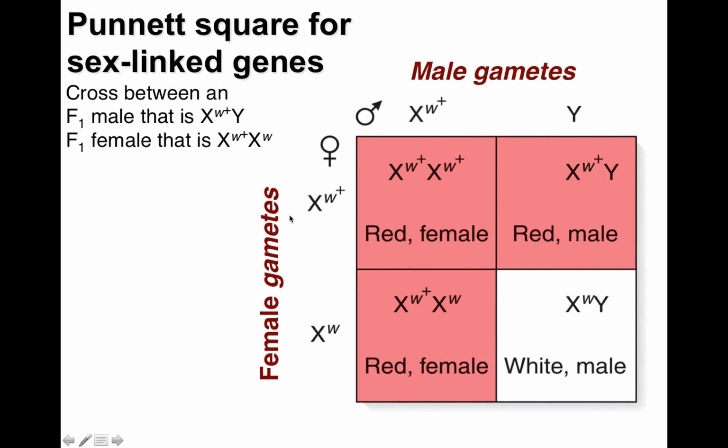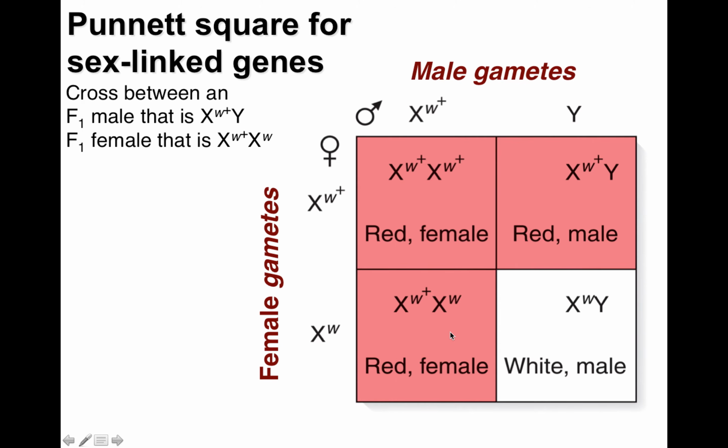Their eggs can have either the wild type allele or they can have the recessive white allele. When we fill out the Punnett square, we're going to use the same annotation with the X and the W for the white-eyed gene. This red-eyed female got a wild type allele from dad and a wild type allele from mom. She is homozygous and has red eyes.